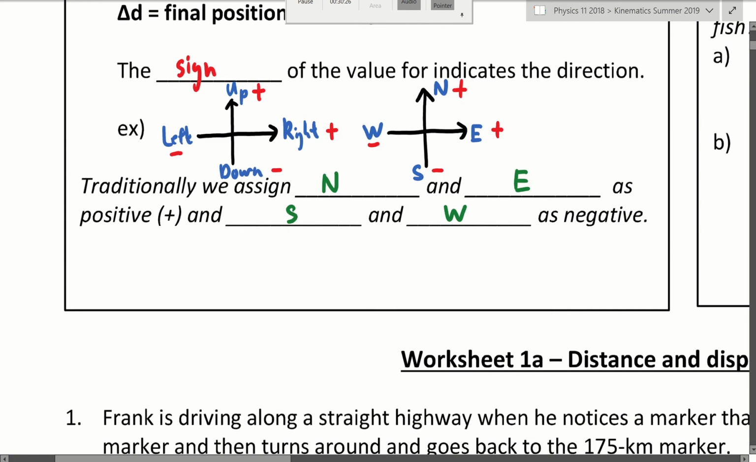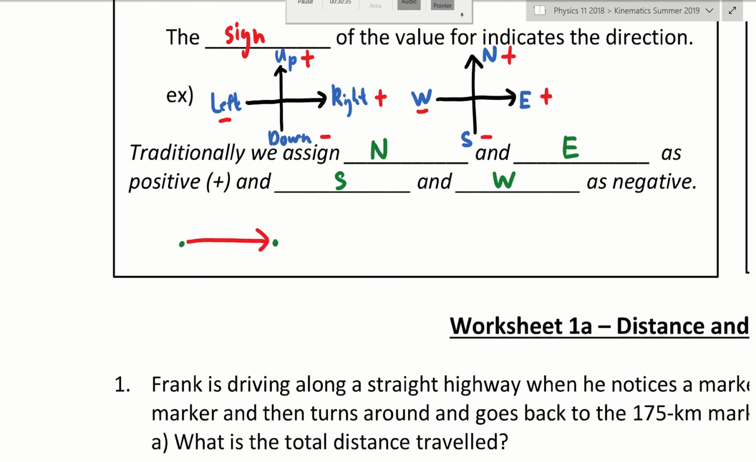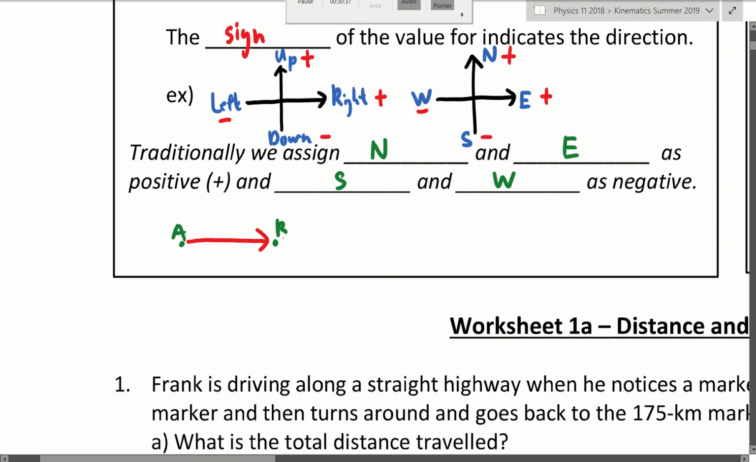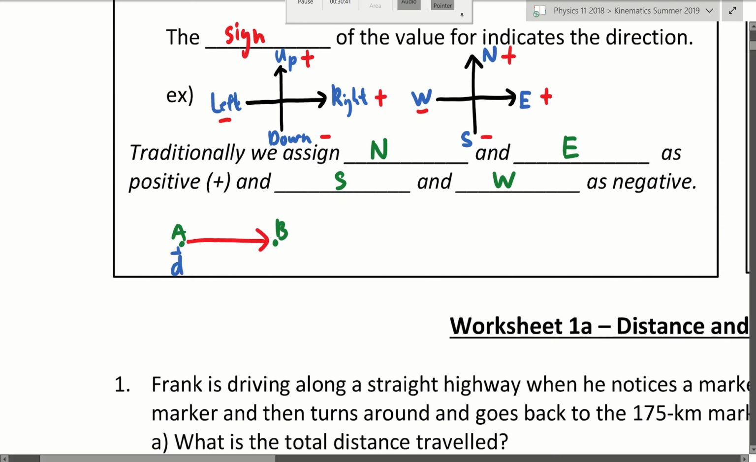Okay, so now one simple example. For example, you go from point A to point B, and this is how you travel, like right there. So you went from point A to point B. Okay, so your displacement or change in location is 10 meters, and you're going to the east. So we'll say 10 meters east, like that.